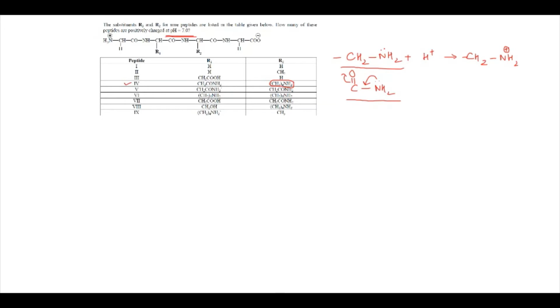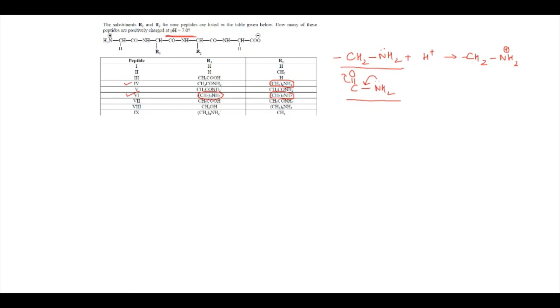Now if we go forward, in option 5 we have CONH2, which is not going to abstract a proton. In both R1 and R2 we have CONH2, so it will not work. In option 6 we have a CH2NH2 here, so this will have a positive charge, and also R2 has a CH2NH2, so this is going to have a positive charge definitely.